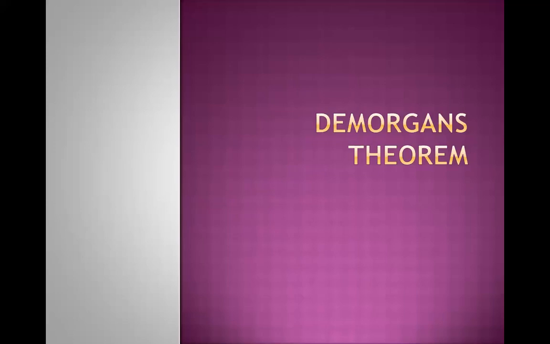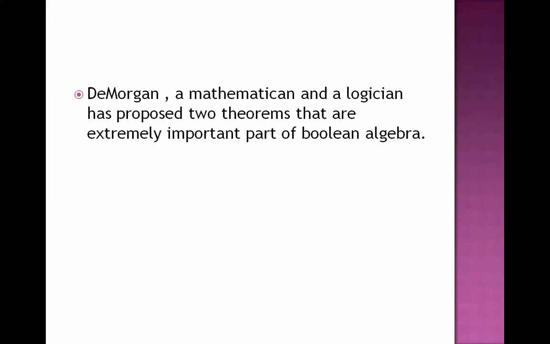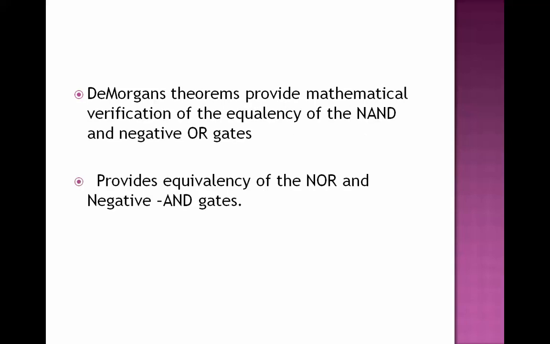Hello students. In today's video we are going to talk about two important theorems of Boolean algebra, which are given by the famous mathematician and logician De Morgan. These theorems are also known as De Morgan's theorem. They are an extremely important part of Boolean algebra and are basically used to simplify logical circuits.